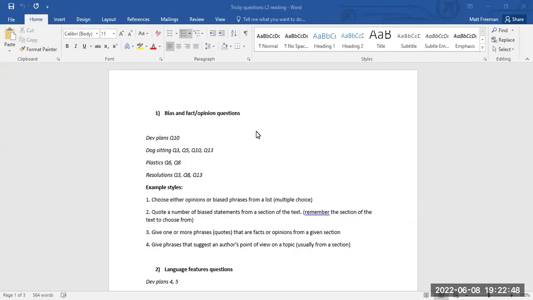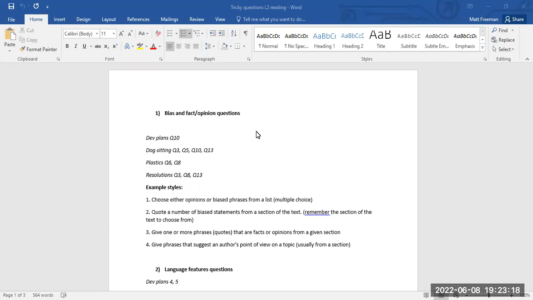So the bias and fact and opinion questions I do want to talk about a little bit today. Now, interestingly, functional skills English, because it's more concerned with your ability to uncover these things, does simplify somewhat these ideas we have about bias and fact and opinion. So what I'm saying here is absolutely true for the exam. It may not necessarily be true for real life. Just get that out of the way.